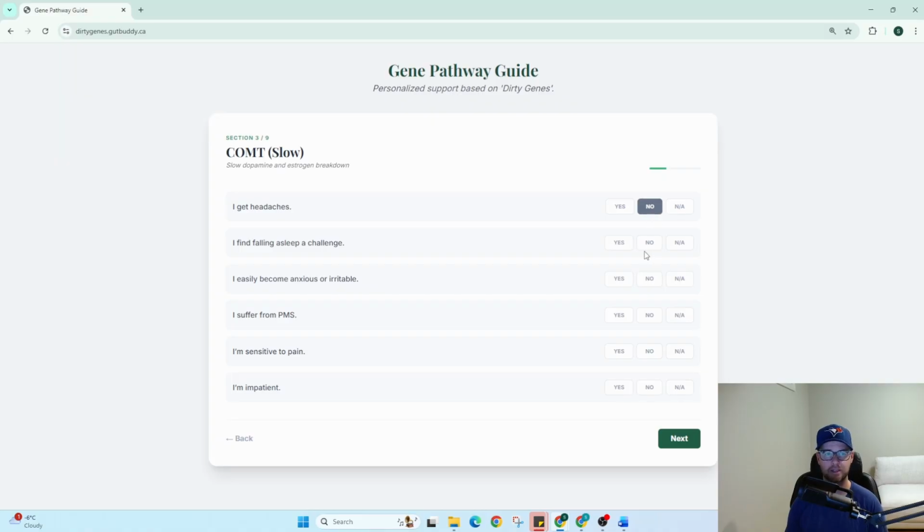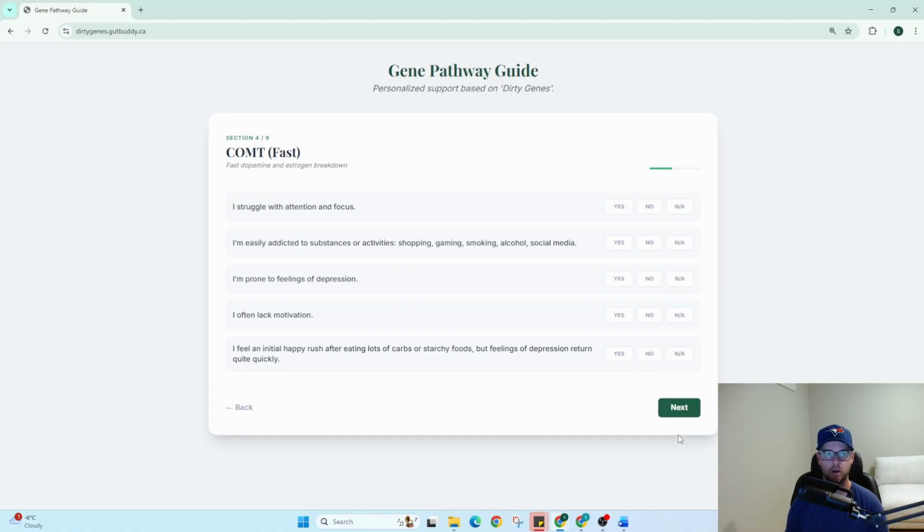I find falling asleep a challenge. Yes. I easily become anxious or irritable. Yes. I suffer from PMS. You can either say no or not applicable if you're a male. I'm sensitive to pain. Nope. Or I am impatient, and I'm going to click yes. I will show what this looks like at the end. I'm doing a mix of all of the answers just so folks can get a sense of what the end result will look like.